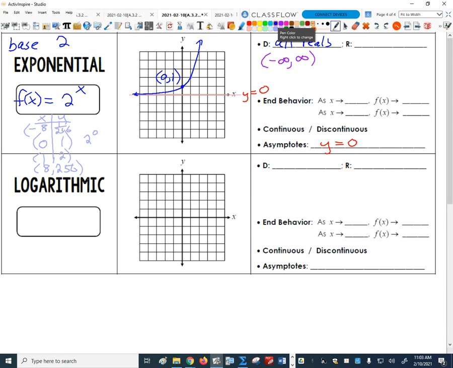Oh, okay, I'm seeing it. Yeah, there it is. Good. So the domain is 0 to infinity, and I have to have parentheses there, right? Because y never gets to 0. Y is only greater than 0. It never actually gets to 0, right?